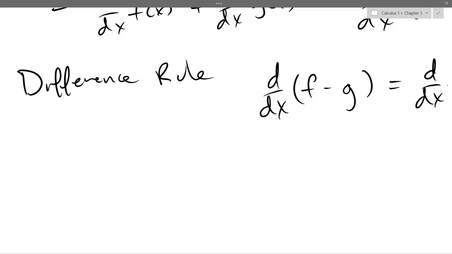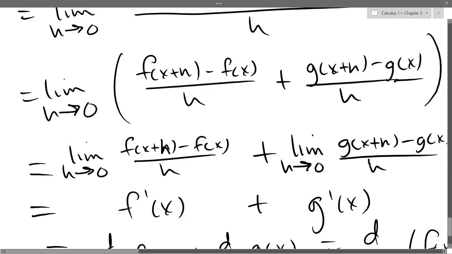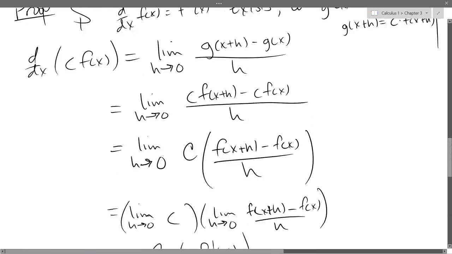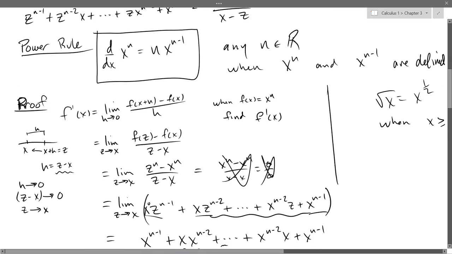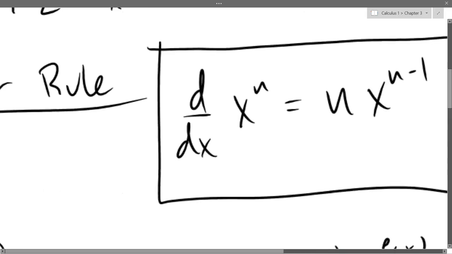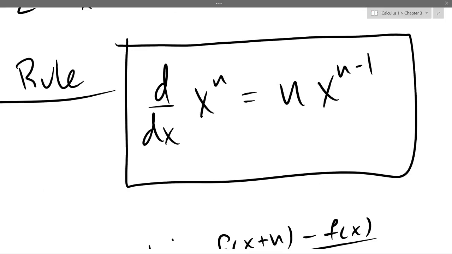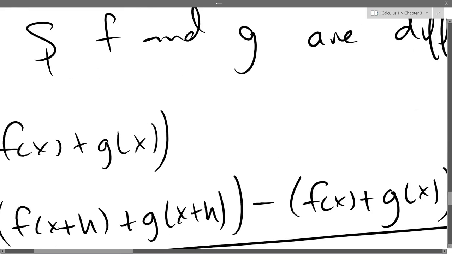So what I didn't do, I gave you the rules, and I didn't do any examples. So let's go ahead and do some examples right now. And these will all be right off the power rule, which was somewhere. There it is, power rule. So derivative, you lower the power by one and multiply by the original power. So that's the power rule right there. So let's do some examples right off the power rule.